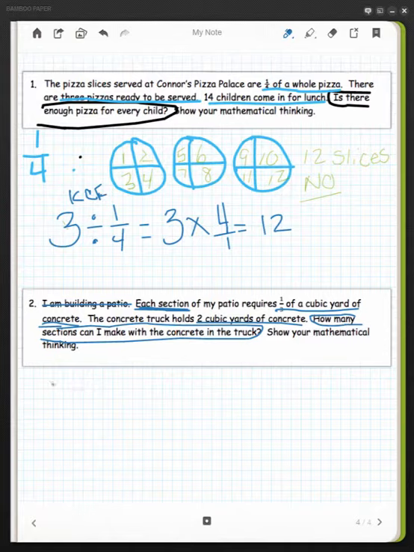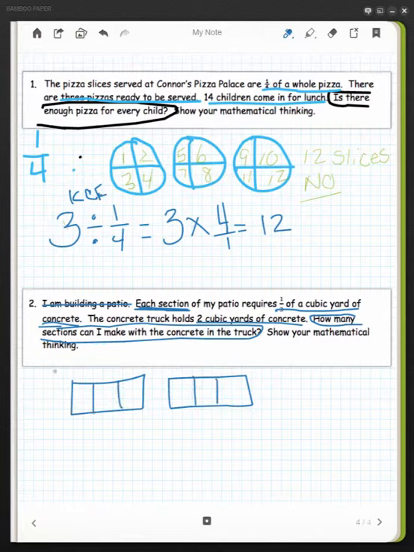So the first thing we're going to do again is draw it out. The truck itself holds 2 cubic yards of concrete. So let's draw out those 2 cubic yards: there's 1 cubic yard and 2 cubic yards. They should be roughly equal. Each cubic yard is going to be divided into 1/3 sections because each section of my patio requires 1/3. And I need to find out how many sections I can make with the concrete truck. So let's cut them into thirds. And then I can count them to see how many I have.